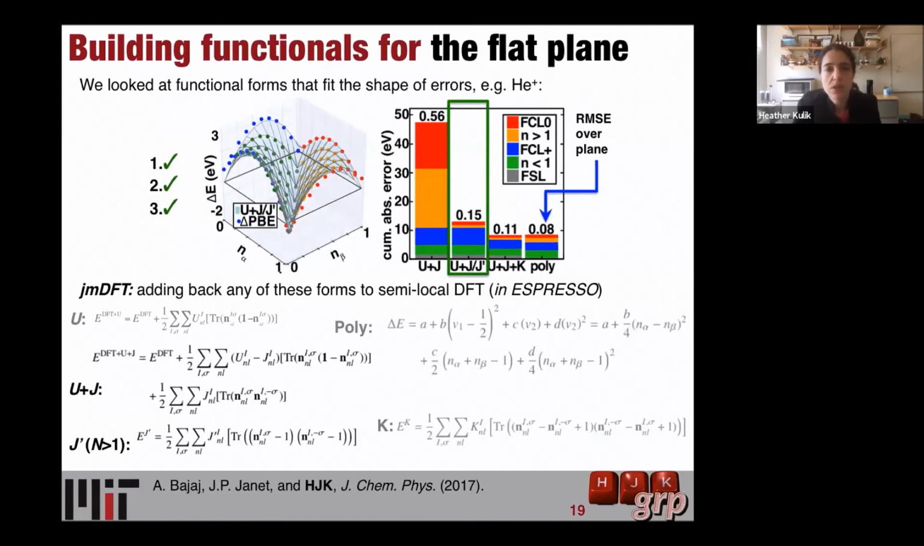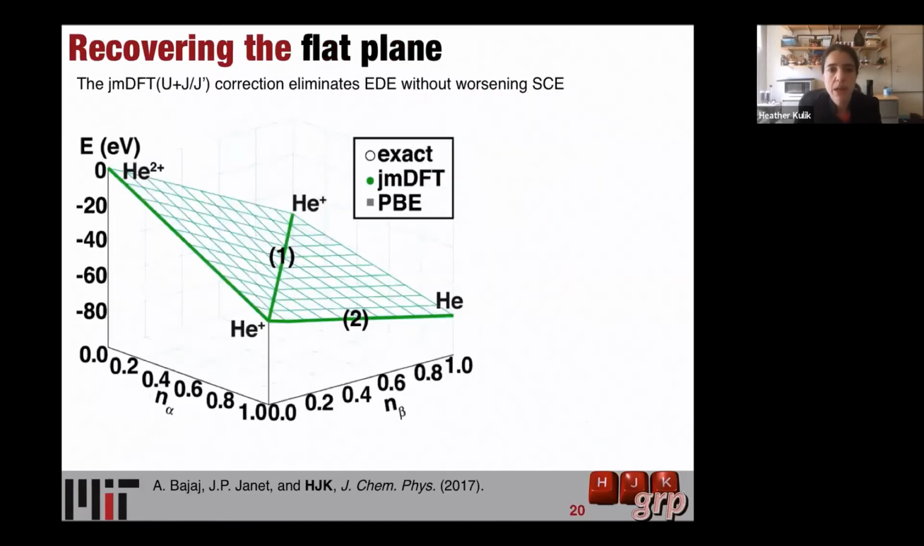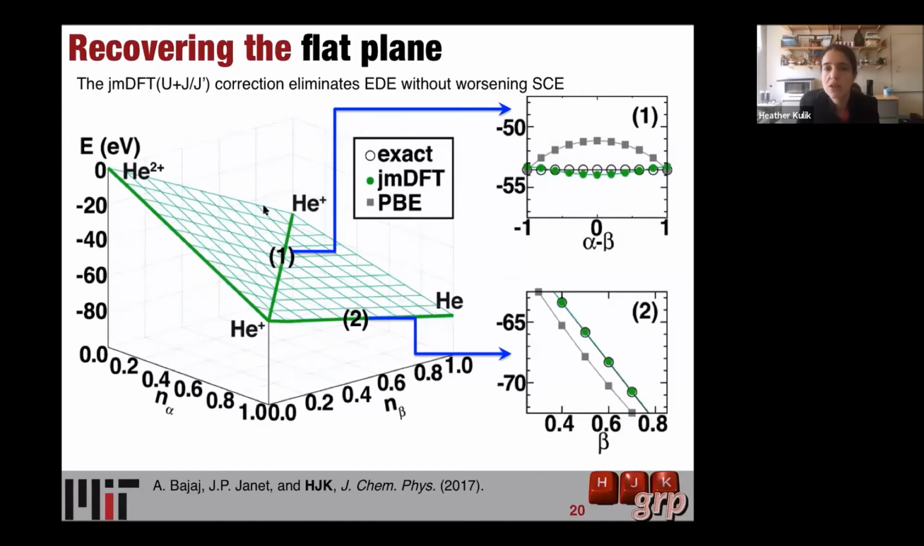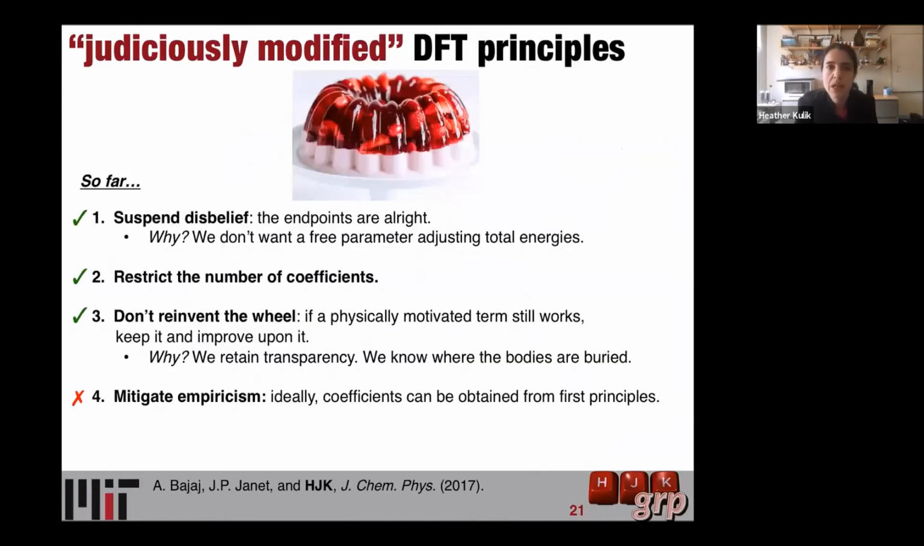So what we went with was this U, J, and J prime, and the result is that we could eliminate the errors. This is the PBE error along the fractional spin line. This black line here is the exact solution, and this JM-DFT approach, which is a slightly modified DFT+U, can recover the fractional spin line. We also, in case you think I'm just zoomed out, we also recover the delocalization error, which is what we showed we could do with the standard DFT+U.